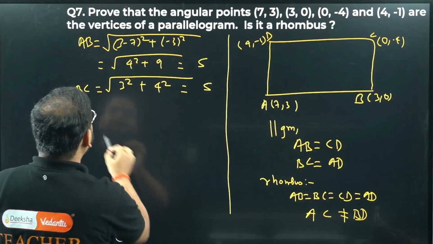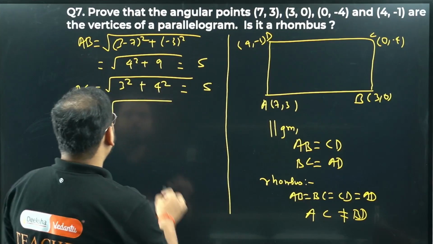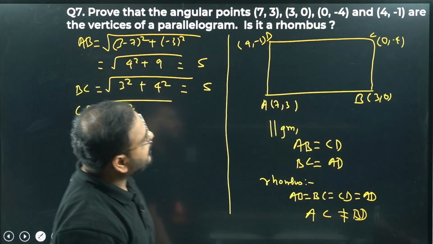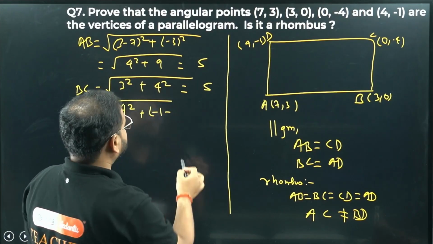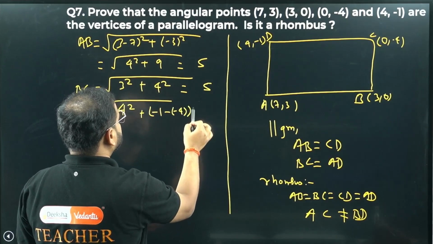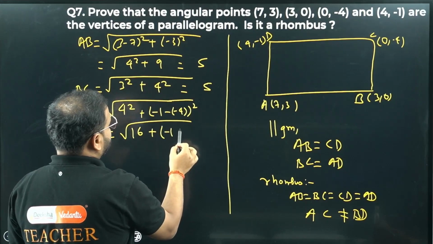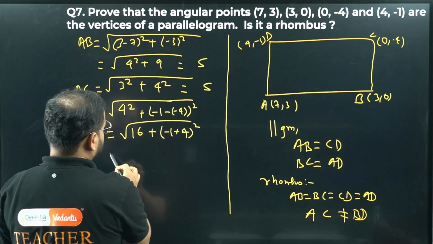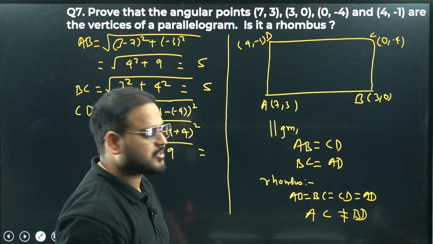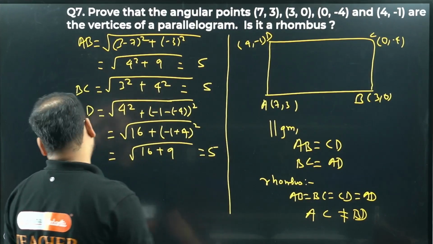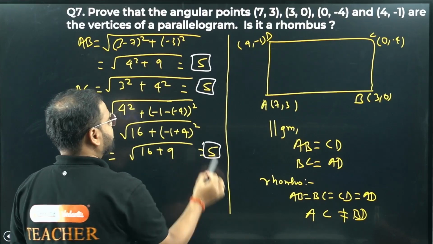Let's do now for CD. 4 minus 0 is 4, and minus 1 minus of minus 4, that is minus 1 plus 4. 4 square is 16, and 3 square is 9, so 16 plus 9 is 25. So again I get 5. So I've got 3 lengths to be 5, 5, 5.